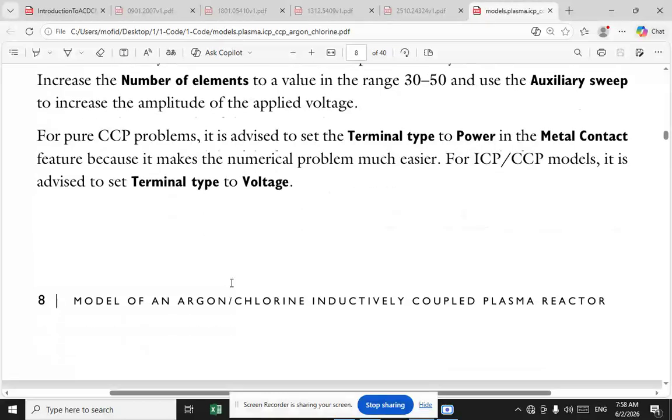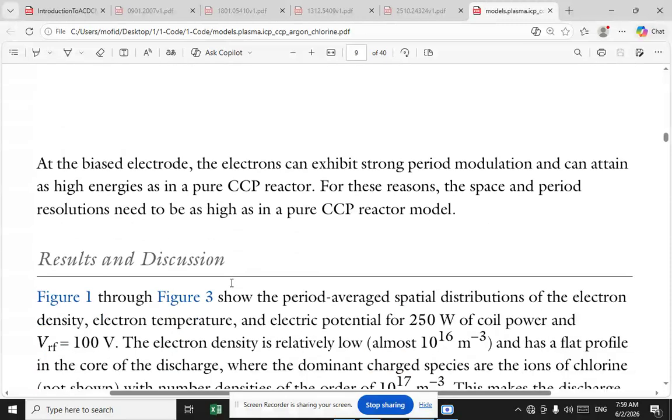For pure CCP problems, it is advised to set the terminal type to power in the metal contact feature because it makes the numerical problem much easier. For ICP-CCP models, it is advised to set the terminal type to voltage.